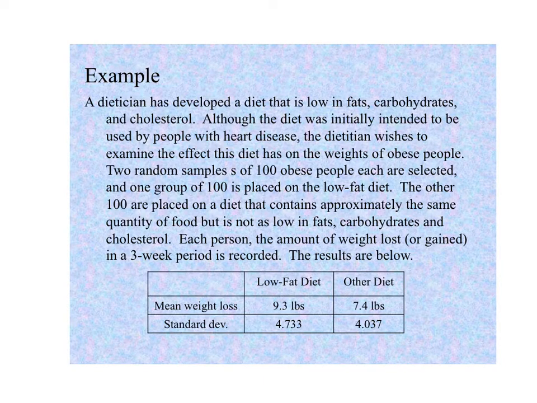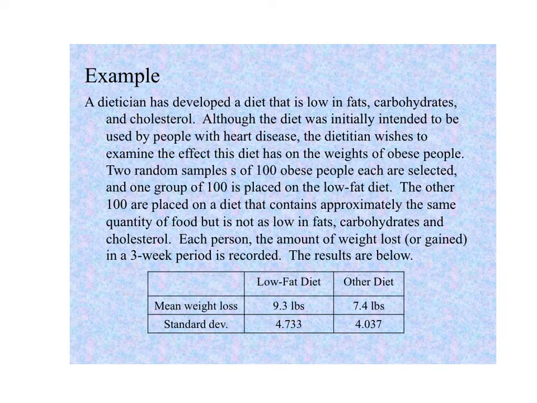Okay, so the 100 obese people that were on the low-fat diet had a mean weight loss, an average weight loss of 9.3, with a standard deviation of 4.733, and those other 100 people that were on the other diet, so there's two diets here, lost an average of 7.4 pounds, with a standard deviation of 4.037. So they did the data for us, right? They took all the data and they did the calculations for us.